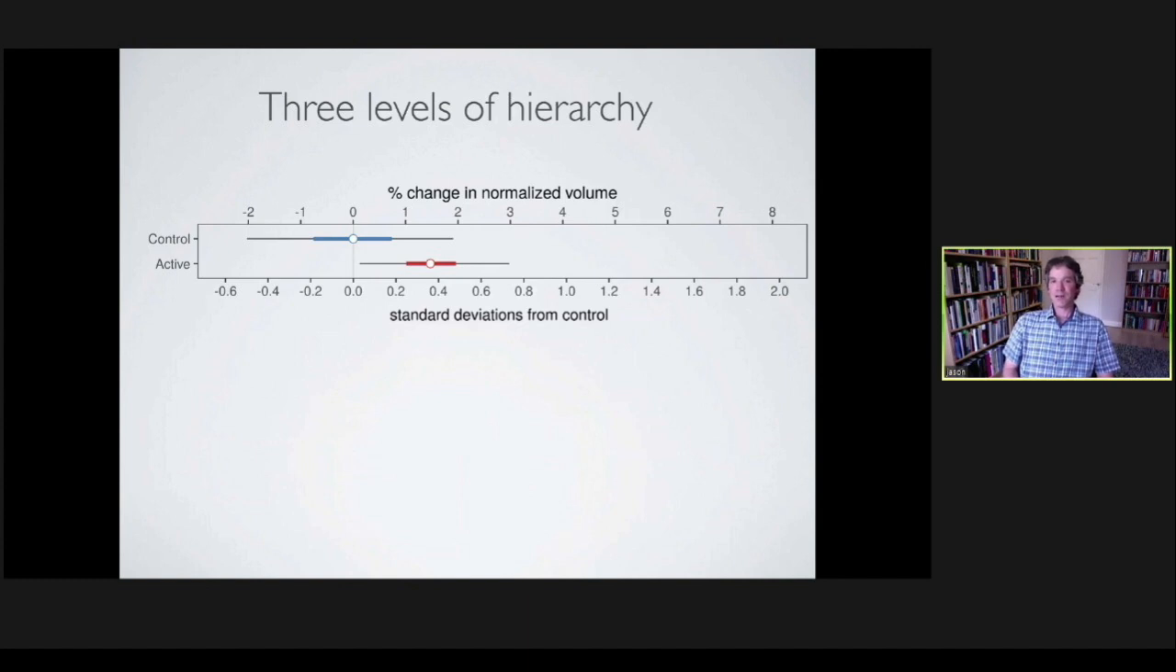So the very first level is any intervention, so active versus control. And what you see are the Bayesian credible intervals here, with the solid lines showing the 50% credible interval and the dashed lines the 90% credible interval. If you look at the effects of being active, so any of the types of intervention, we have an effect size of around 0.3, or total percent change in normalized volume of the hippocampus of about 1.5%.